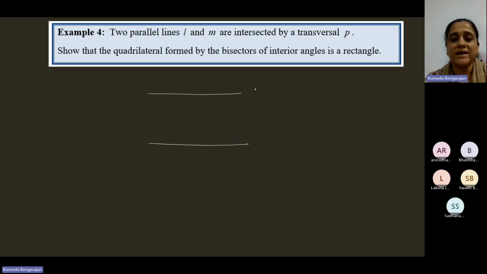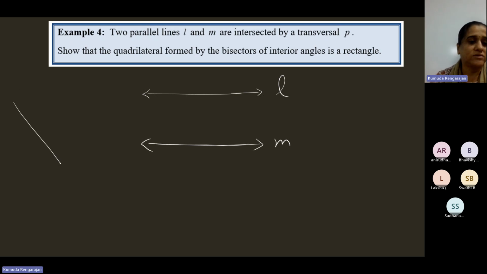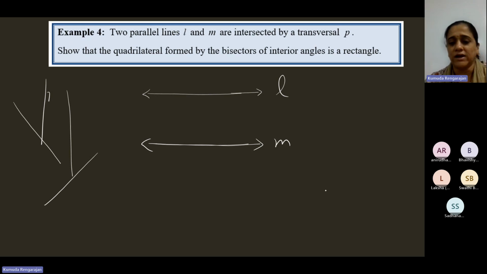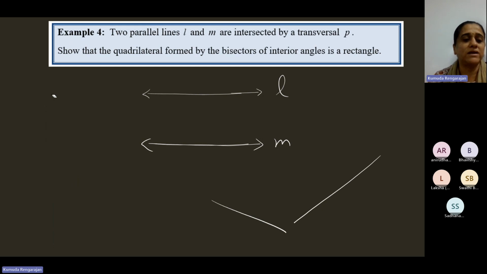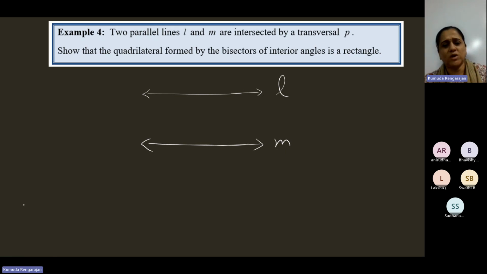So two parallel lines, L and M, are intersected by a transversal P. So the transversal you can draw like this. Don't put a straight one, that will become like 90 degrees. Any line that cuts these two parallel lines is a transversal. So it can be inclined at any angle. Okay, so this is the transversal P.